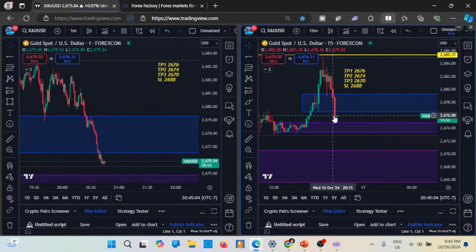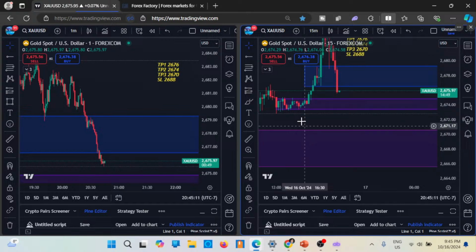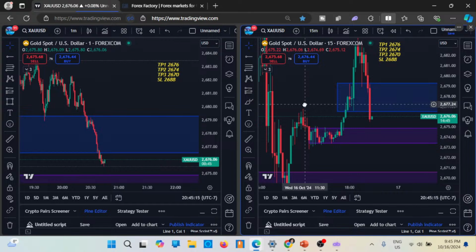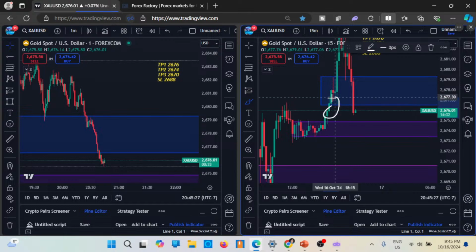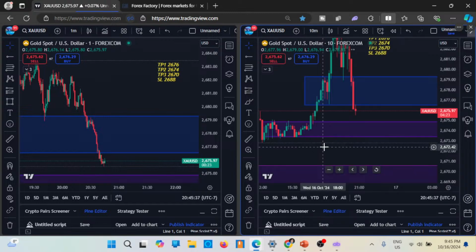Now that support just got broken, so price is going to head to the next support. The next support on this 15-minute time frame is around 26.73, 26.74. Okay, around there. That's where price is heading, unless we have any other support on a lower time frame that price could use to push back up. So I would just check here.